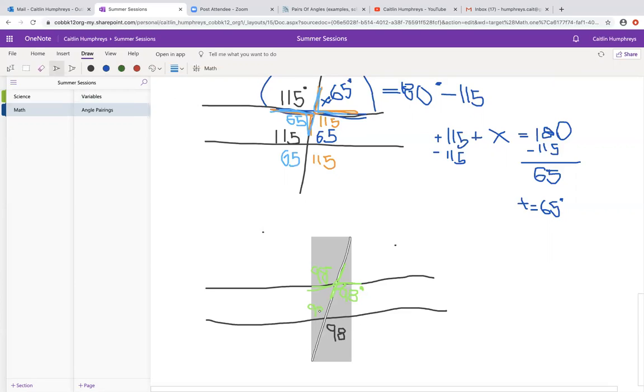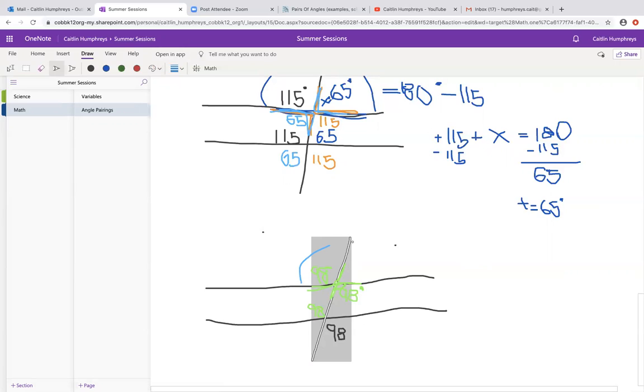Then I see top left is 98 degrees, which means top left is 98 degrees. Now we know that everything else, 1, 2, 3, 4, all 4 of those angles are going to be the same measurement. We only have to figure out what that measurement is once, and then we can just fill it in. So how do we figure out that measurement?